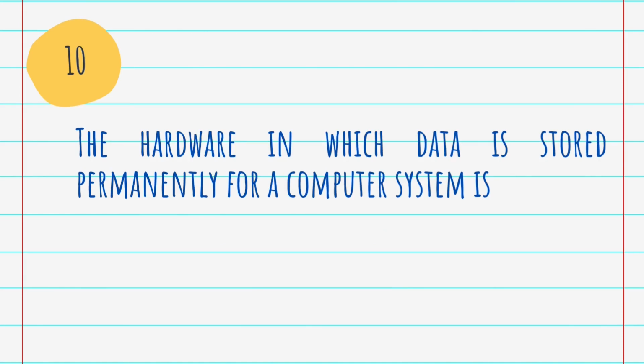Question number 10. The hardware in which data is stored permanently for a computer system is. And the answer is hard disk. Hard disk, or we can say hard disk drive, HDD, or a fixed disk, is an electromechanical data storage device that stores and retrieves digital data using magnetic storage.